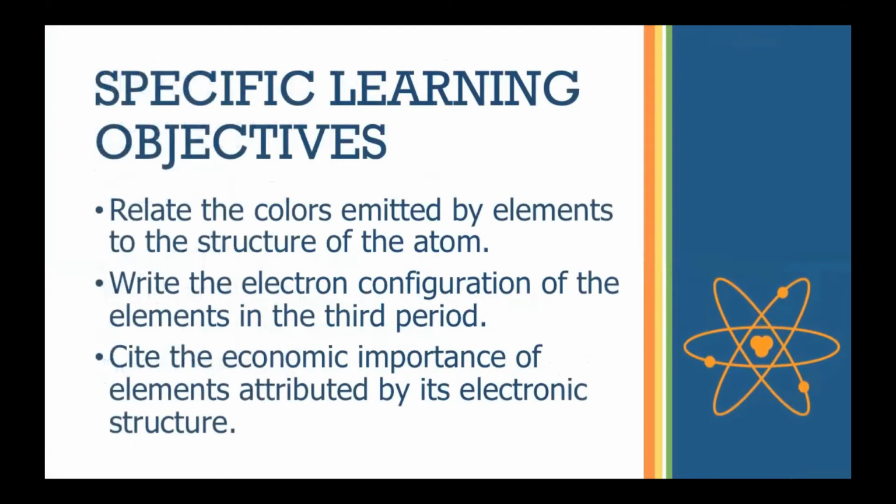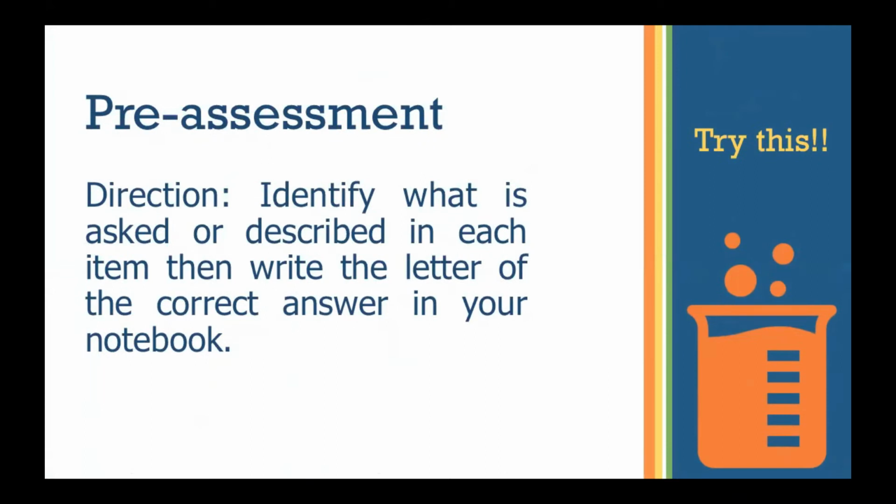The specific learning objectives are the following: relate the colors emitted by elements to the structure of the atom, write the electron configuration of the elements in the third period, cite the economic importance of elements attributed by its electronic structure, and to determine how much you learn about electronic structure of matter in your grade 8 and grade 9, let's have a pre-assessment. Try to answer the next 5 questions.